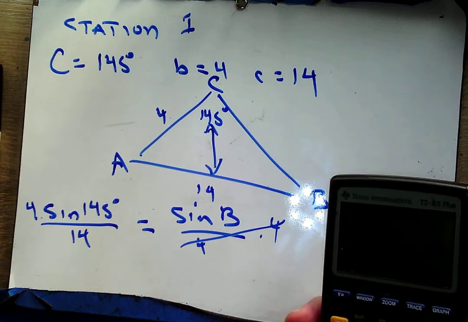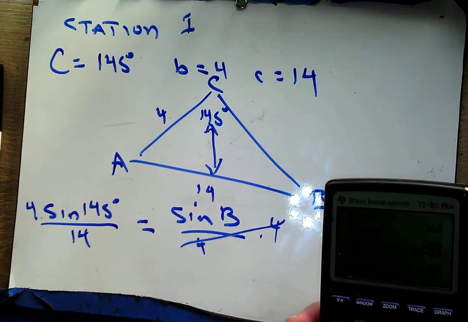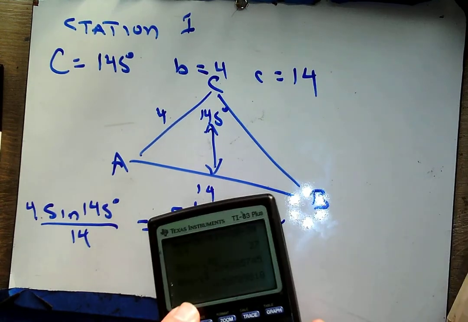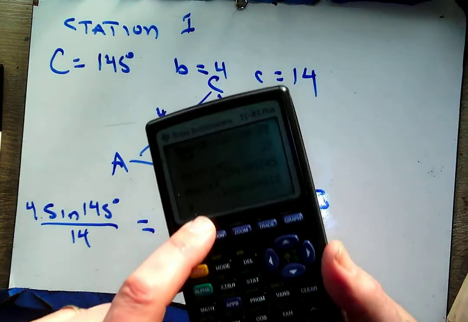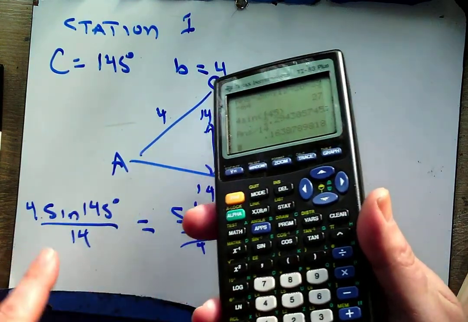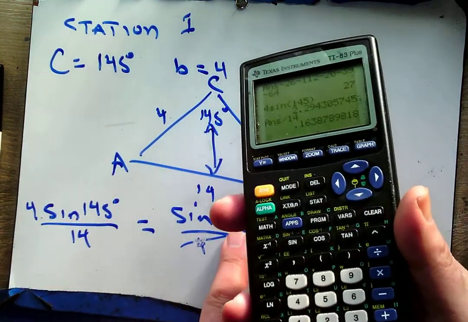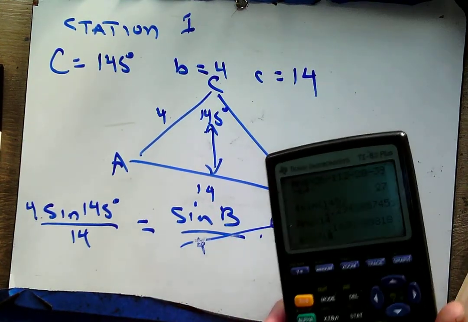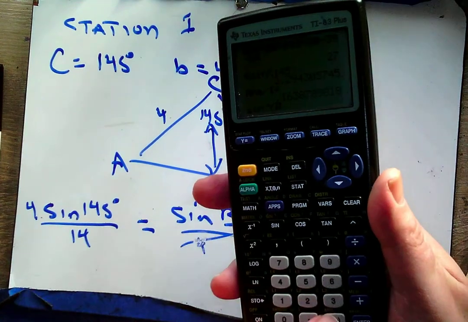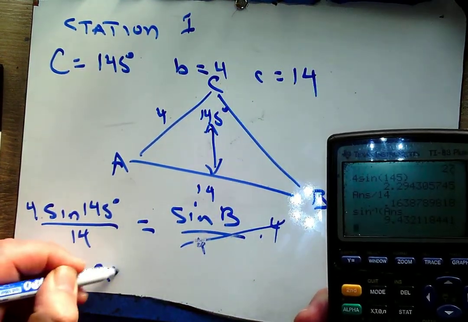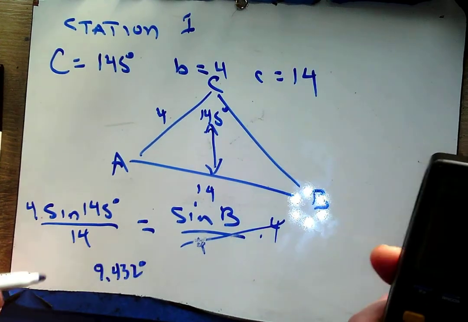4 sine 145, and I want to divide that by 14. So this decimal number here is what all this stuff is, but I need to get b, so I'm going to do second inverse sine, second answer. And I get 9.432 degrees.